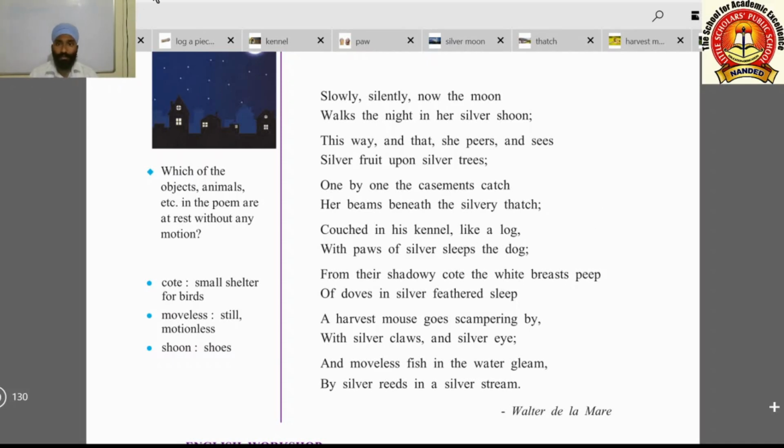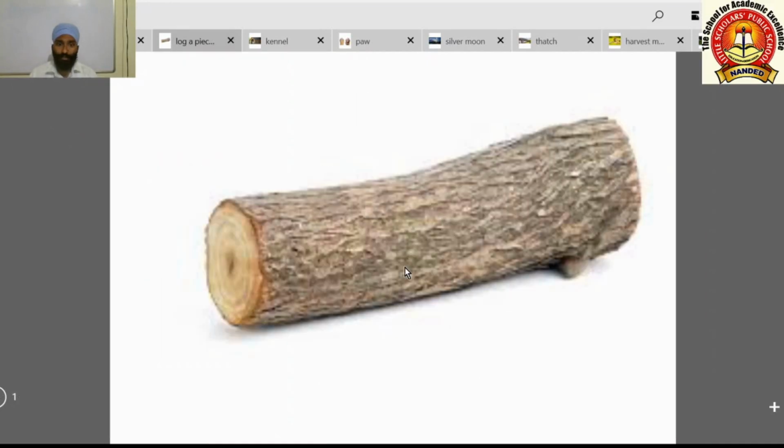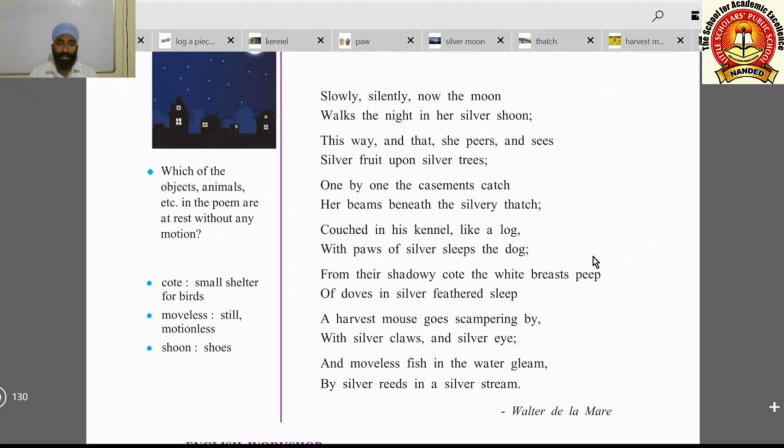Log means what? Log means a piece of wood, this type of log. How this log is lying here, there is actually no control over its body. It doesn't have any control over its body. It is not in any good disciplinary manner. It is randomly falling down, randomly placed. So this way the dog was resting, taking rest in the kennel.